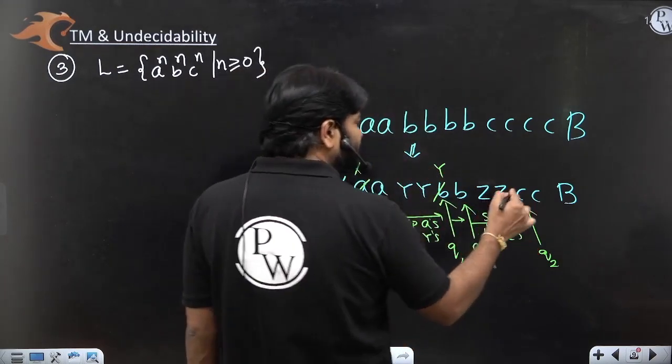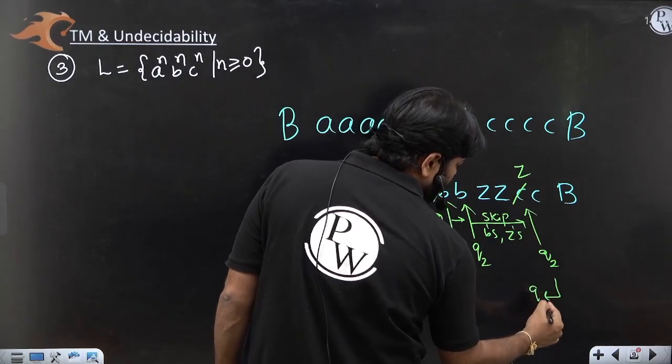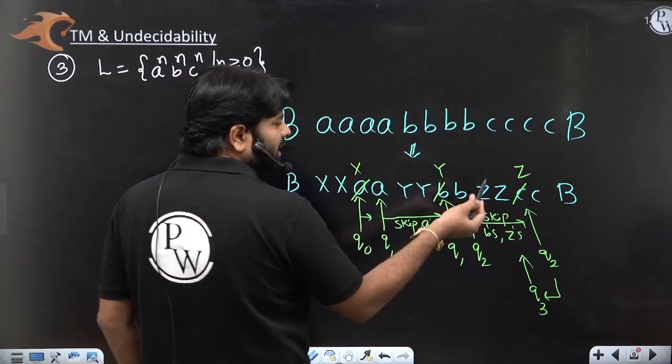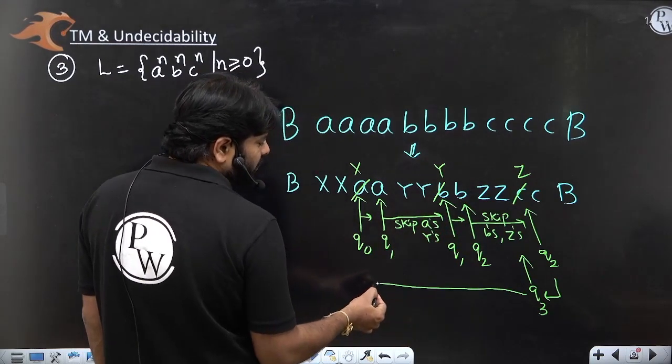Now Q2, when it sees C, replaces it with Z and gives control to Q3. And what is Q3's job? Q3's job is to skip so many symbols: it has to skip Z, it has to skip Y, B, A to reach this X.